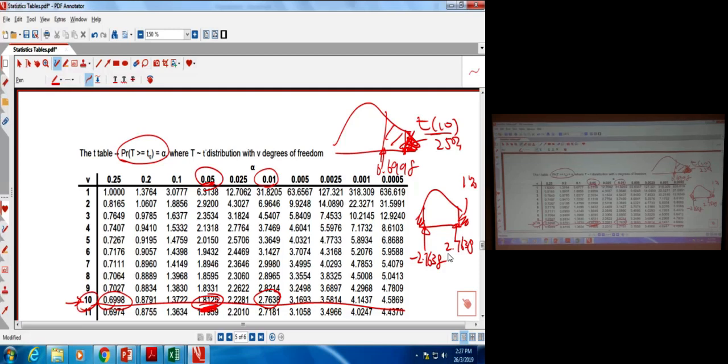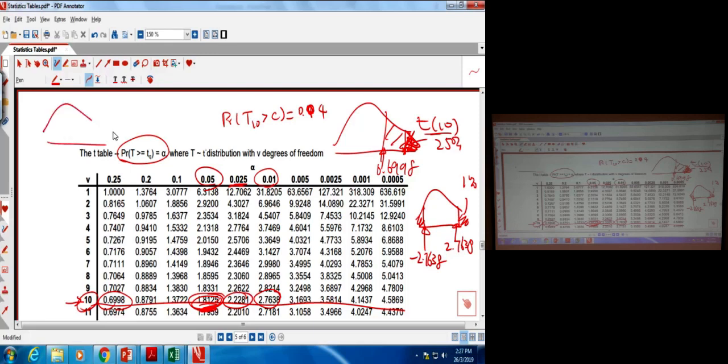Okay. So how about if I want to find a value such that the probability of a T distribution with 10 degrees of freedom being greater than it is, let's say, 0.04? Then what is it? I don't have 0.04 in the table, I have only 0.05 and 0.025. So this C must be somewhere between these two values, right?